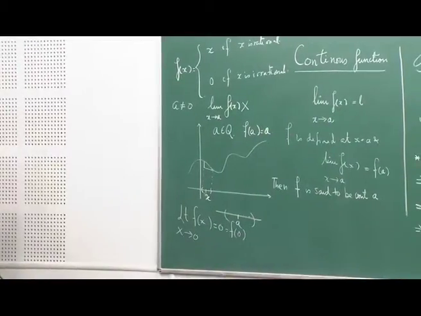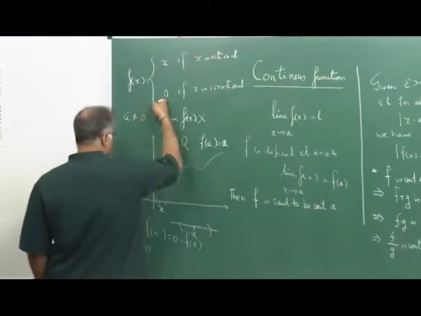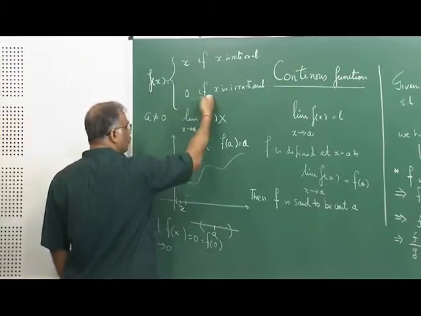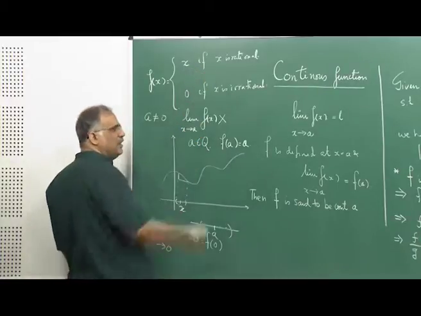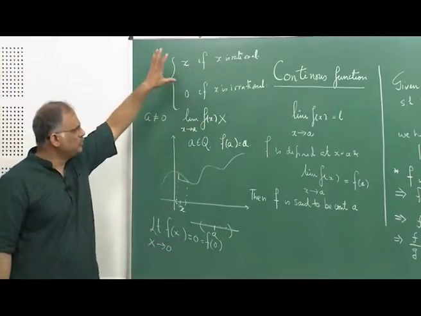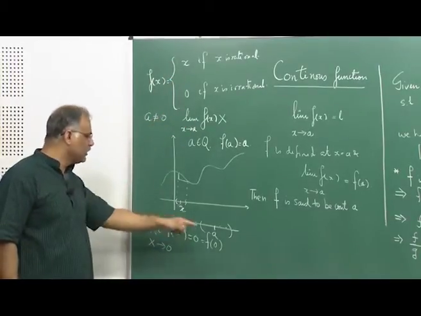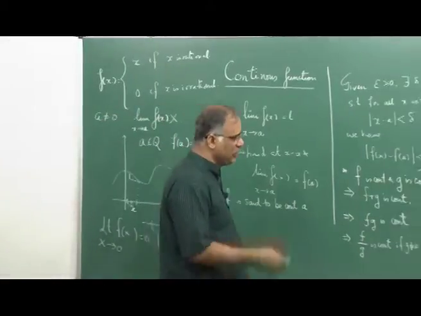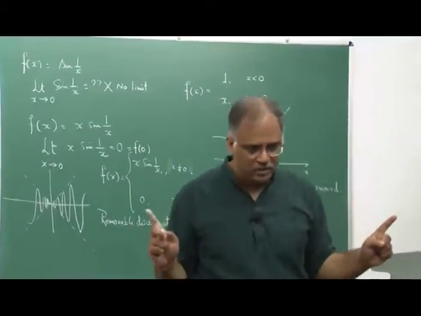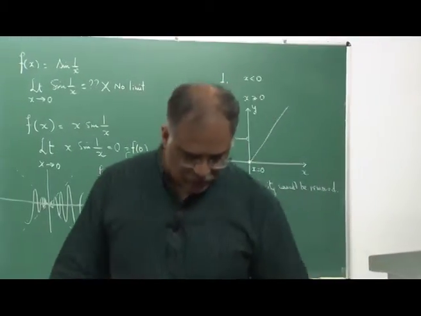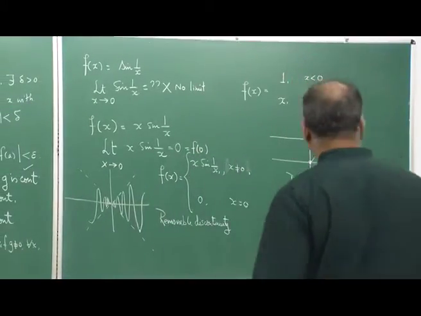So f(0) is 0. Which means at no other point a with non-zero value does the function have a limit equal to the function value. So it is not continuous at any a not equal to 0, but only continuous at the point x equal to 0. Here is an example of a function which is continuous at a point, but not continuous on the whole real line. This is a very, very important example, which I am giving from Spivak.